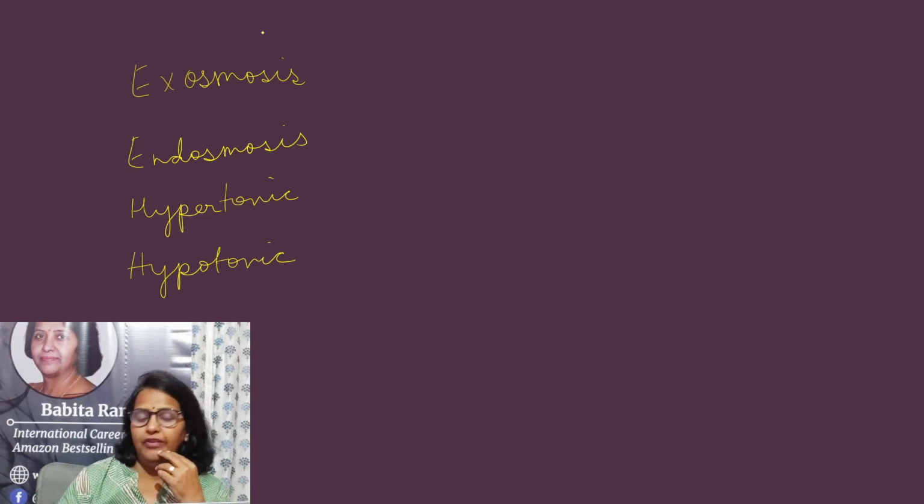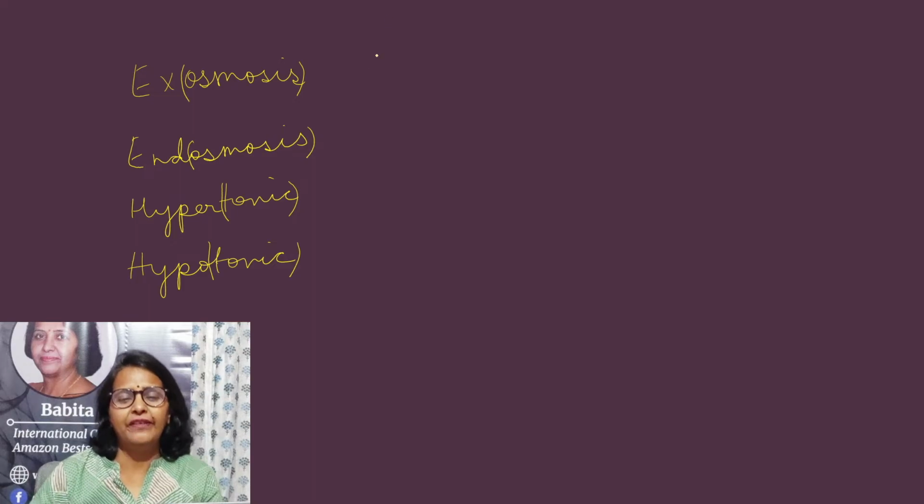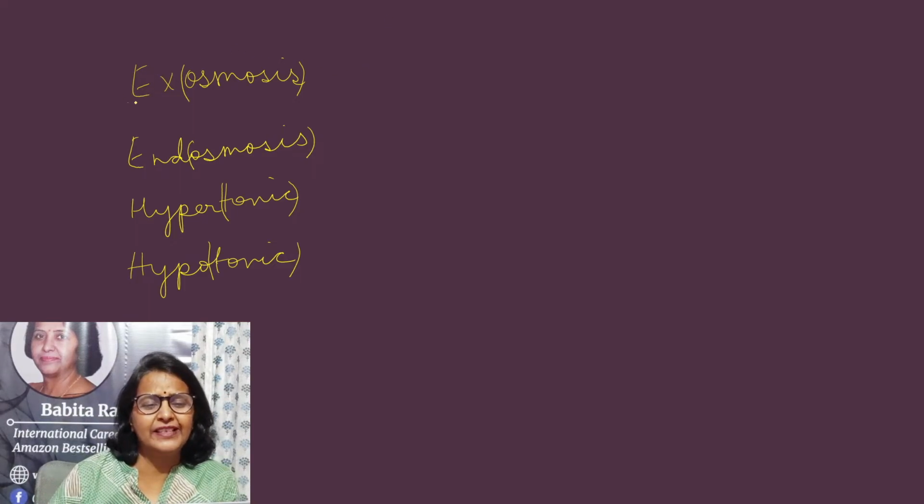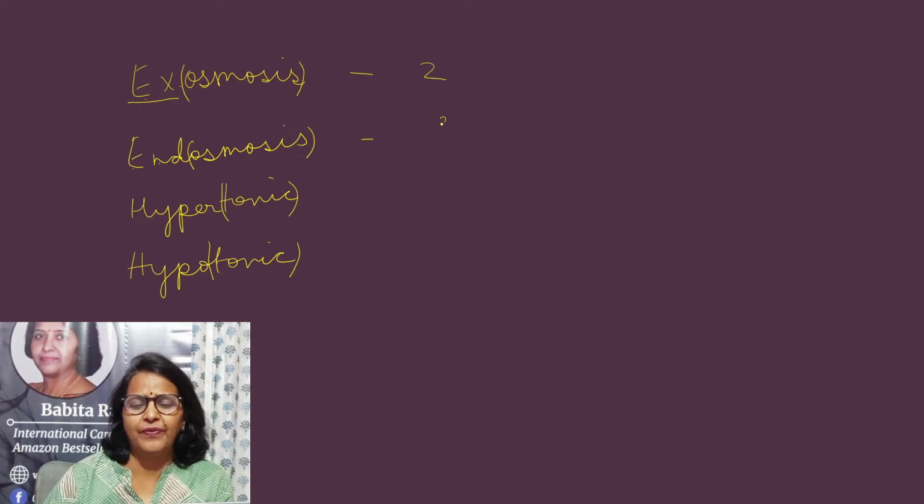Now what we do, we remove all the common words. For example, here we have osmosis, here also we have osmosis. We will remove this. Here we have tonic, here also we have tonic. We will remove this. Now we write the alphabets that are left over. How many alphabets are there? 1 and 2. How many in this case? 1, 2 and 3. How many in this case? 1, 2, 3, 4, 5. How many in this case? 1, 2, 3, 4.